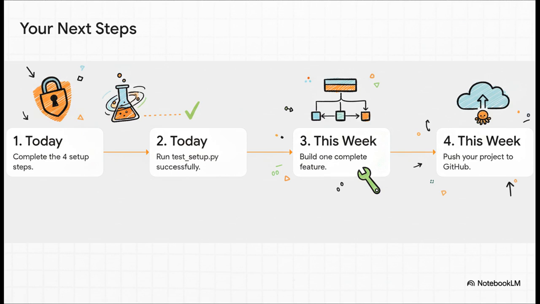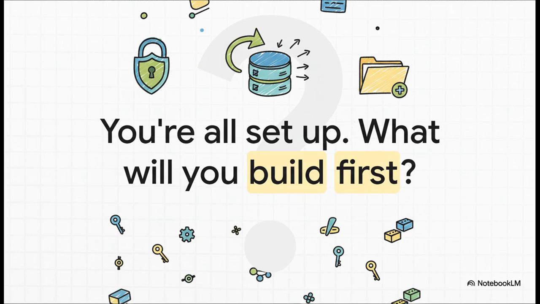Then, for the rest of the week, give yourself a challenge. Build out one simple complete feature, anything. And then push that clean, well-structured project up to your GitHub. And that's pretty much it. That's the whole shebang. You've got the blueprint, you have the tools, and now you have a development environment that's primed and ready to go. So really, there's only one question left to ask. Now that you're all set up, what are you going to build first?